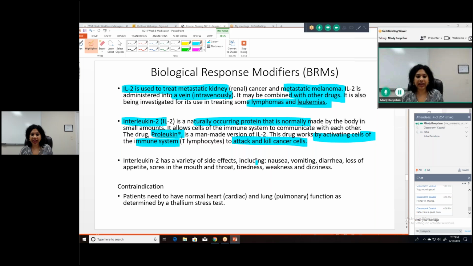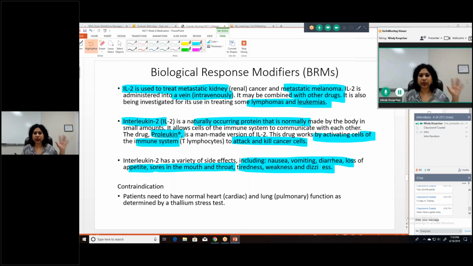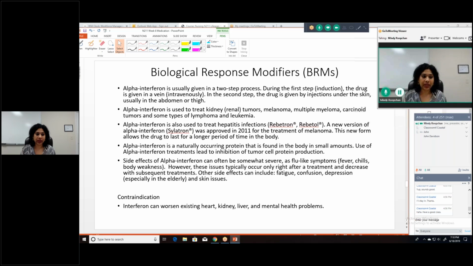It has side effects: nausea, vomiting, diarrhea, loss of appetite, sores in the mouth and throat, tiredness, weakness, and dizziness. So now, like I said again, the patient has to think about, can I deal with these side effects versus helping to take care of the cancer that I have. So patients need to have normal heart, cardiac rhythm, and pulmonary function. They do a thallium stress test for that just to see if they can even get this.